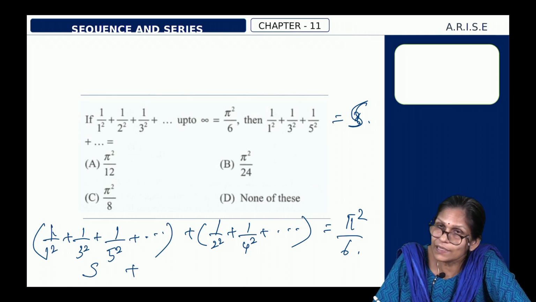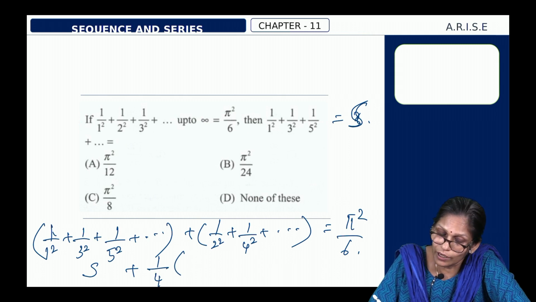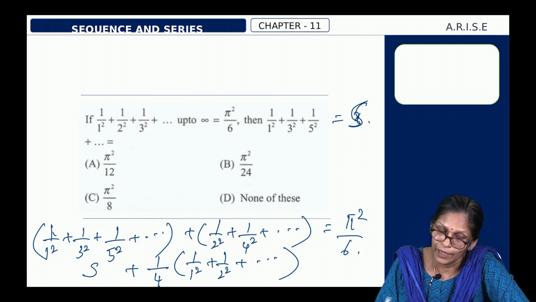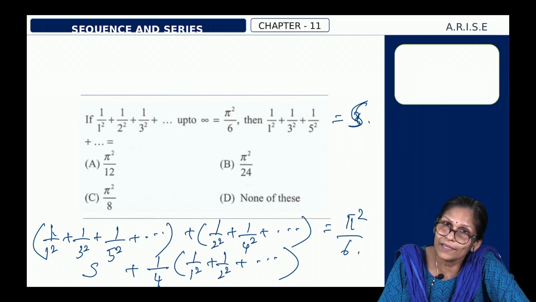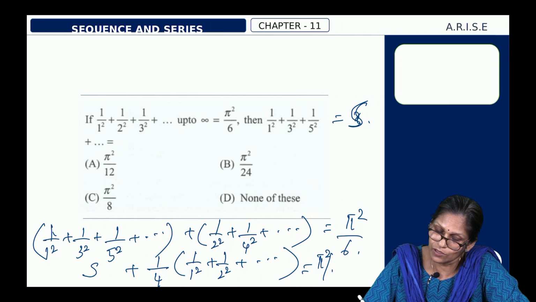Now, from the second bracket, what can I take out? Can't I take 1 by 2 squared, that is 1 by 4, out? What will remain? 1 by 1 squared plus 1 by 2 squared plus etc. up to infinity. Now, what is this value? Isn't that pi squared by 6? So, this is pi squared by 6 also.